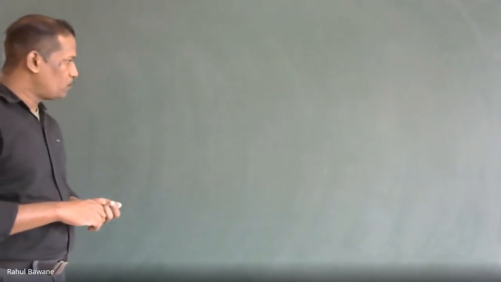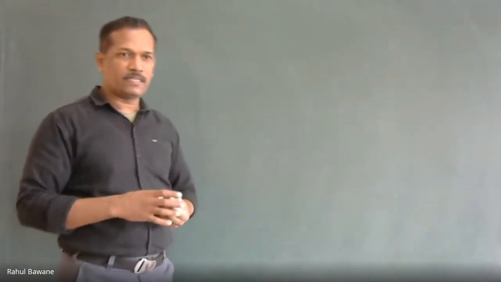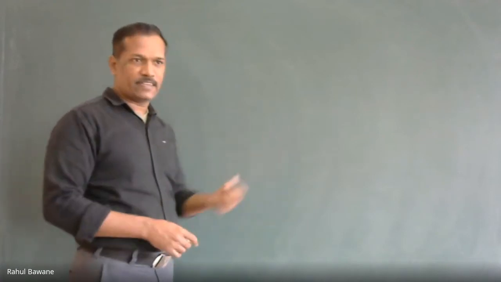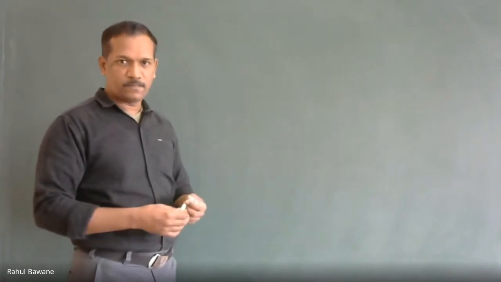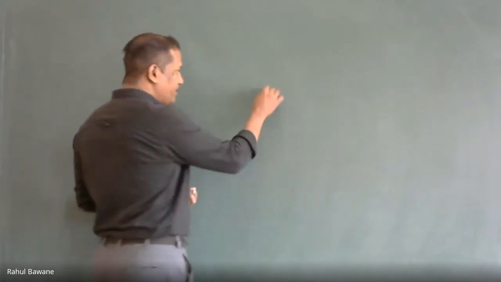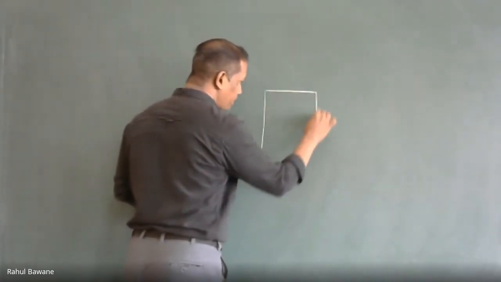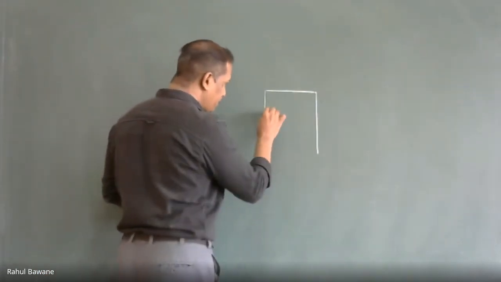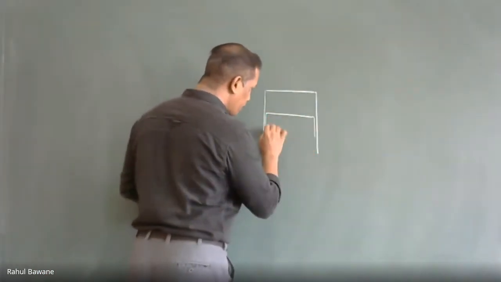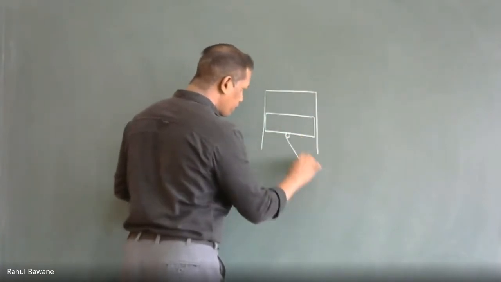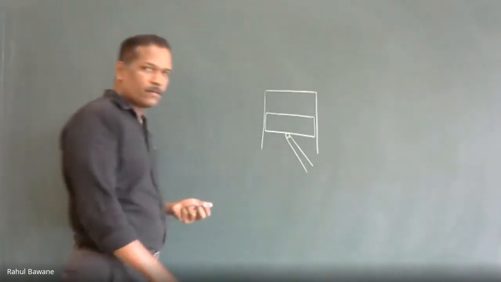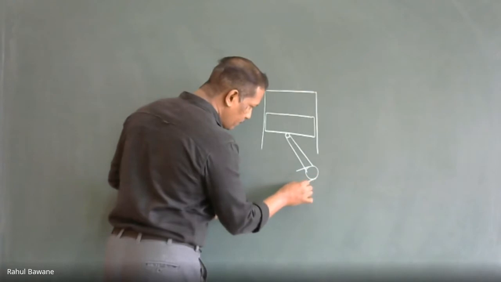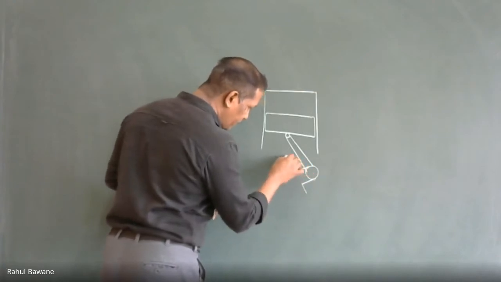Before starting our particular topic, let me explain about the energies. Suppose we are taking an example of an IC engine. So an IC engine has a piston cylinder arrangement. This is the cylinder, inside this there is a piston. This is the connecting rod. The connecting rod is connected with the crankshaft.